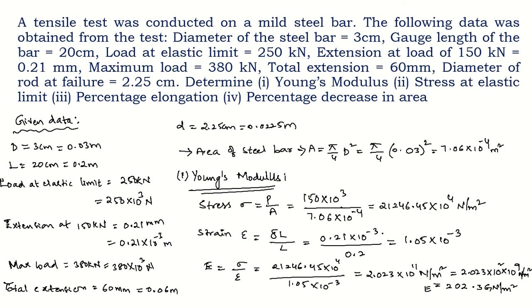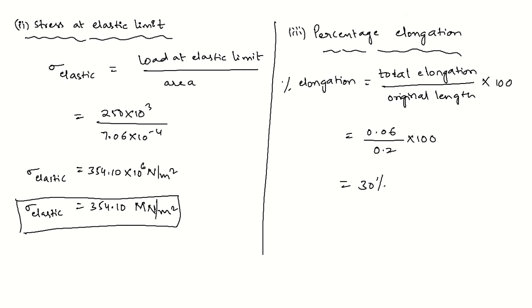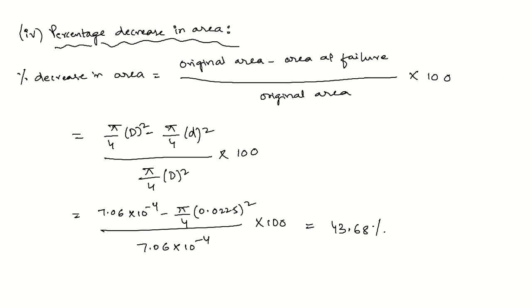So stress is just load by area, strain is change in length by original length, Young's modulus is stress by strain. The only new thing you have learnt is percentage elongation, which is total elongation by original length into 100, and percentage decrease in area, original area minus area of failure by original area into 100.